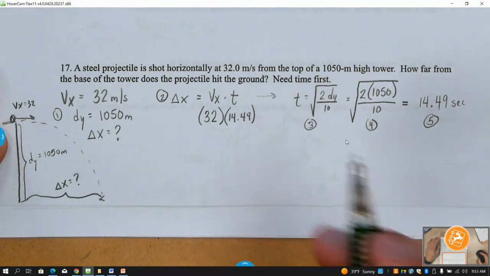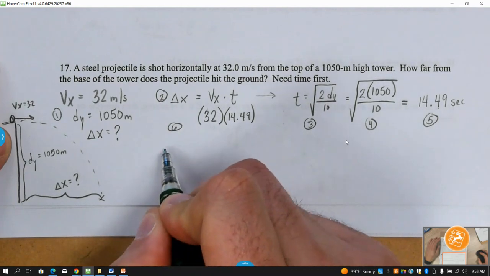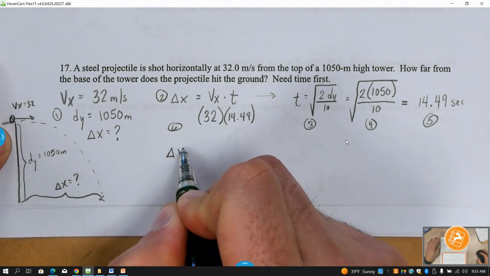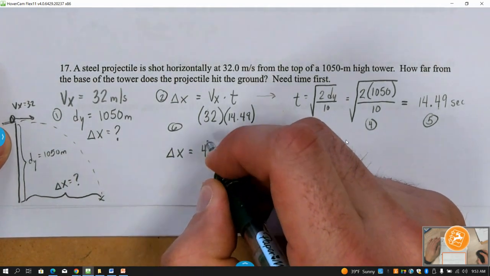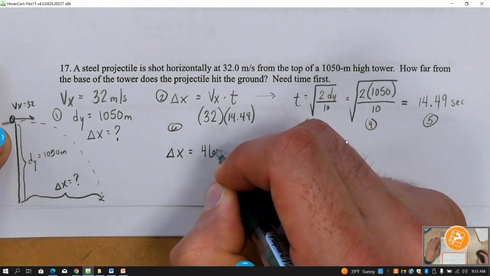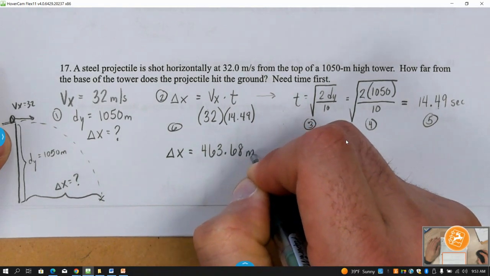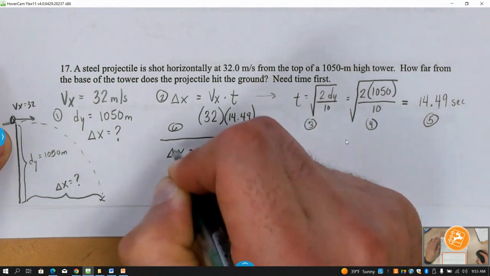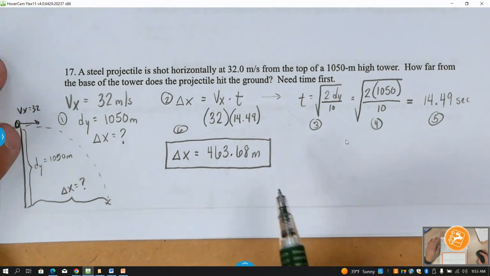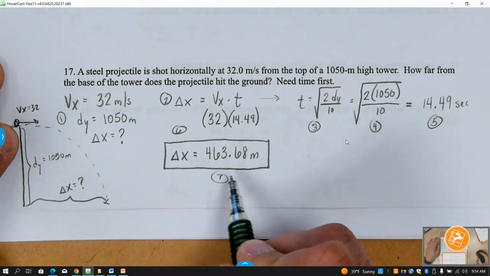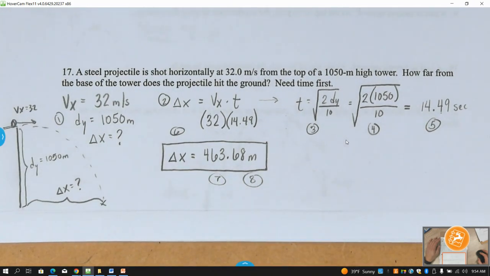$14.49, bam. And now that would be my 6th point, because I showed my work for it. And now that gives me an answer here of, when I type it into my calculator, 463.68 meters. This would be your 7th, getting the right number, and 8th, the right unit. So 8-point problem right here.